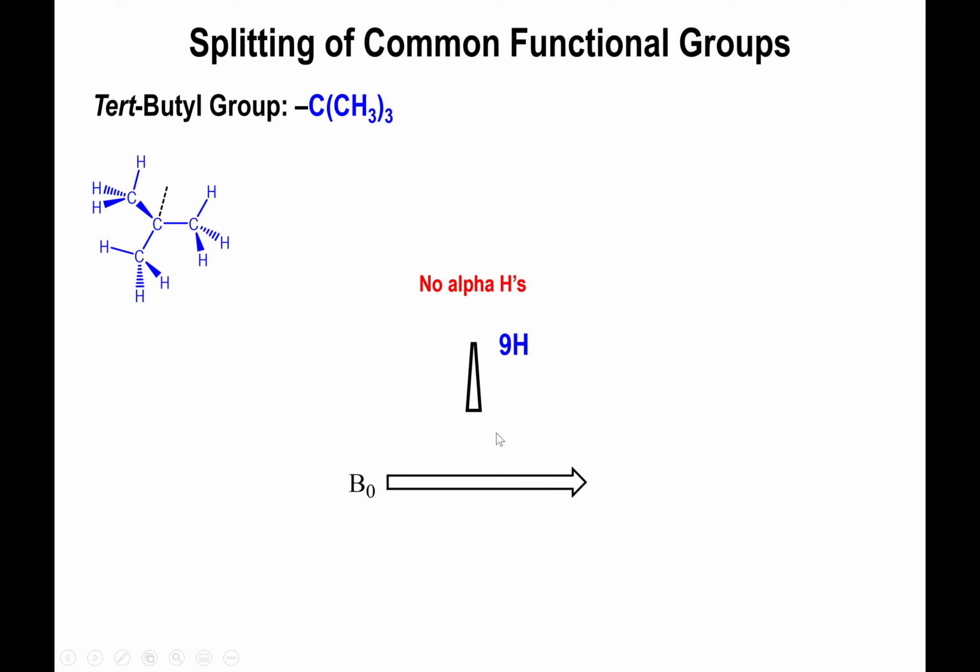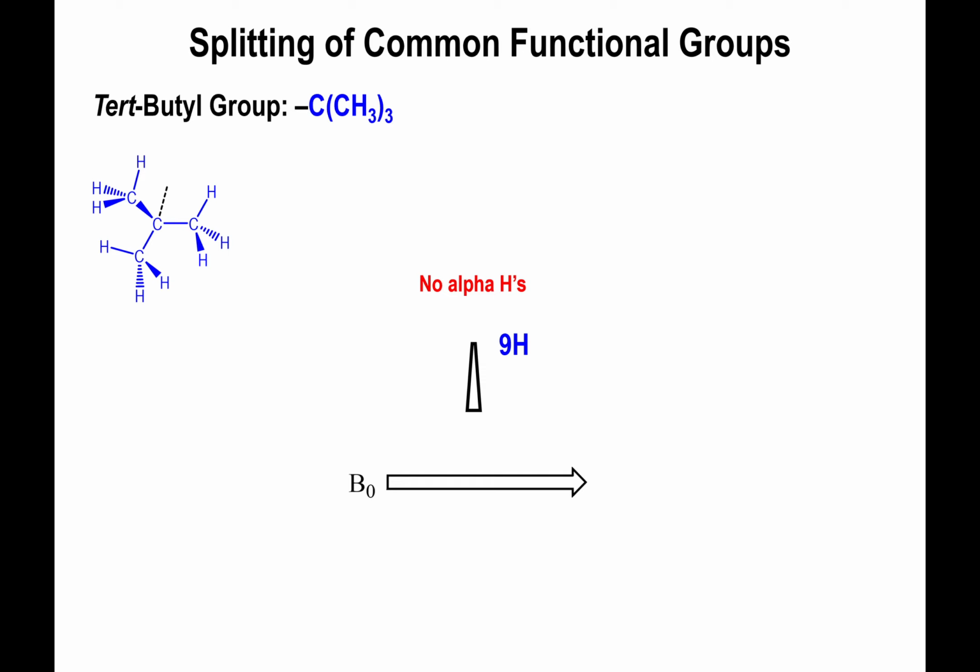But this singlet is going to integrate to a total of 9. So whenever you see that your integration is coming up with multiples of 9, so if this signal integrates to 9 protons, 18, 27, then you have 1 or 2 or 3 t-butyl groups present respectively. All equivalent, of course, because if they were not equivalent, they would not be the same peak. You'll have different peaks for inequivalent groups. But this is kind of nice to see.